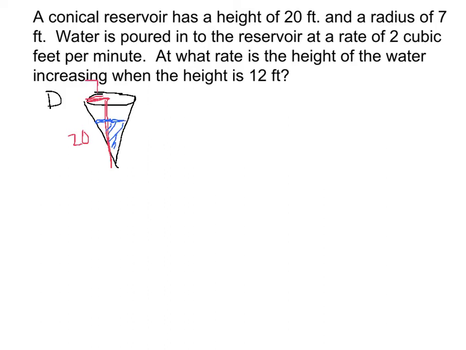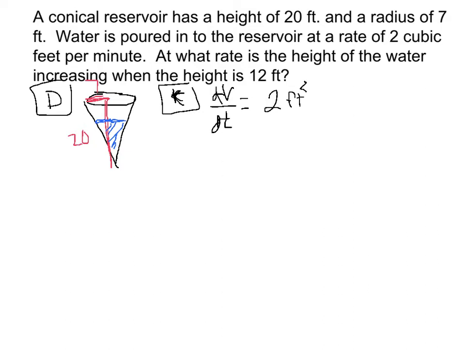More water means the height of the actual water in the tank is going up, the radius of the water in the tank is going up, but the actual dimensions of the cone are not changing. Next, we need the rates. Well, the one and only rate we know is the volume. So dV/dt is equal to 2 cubic feet per minute. And I want to know how the height is changing.